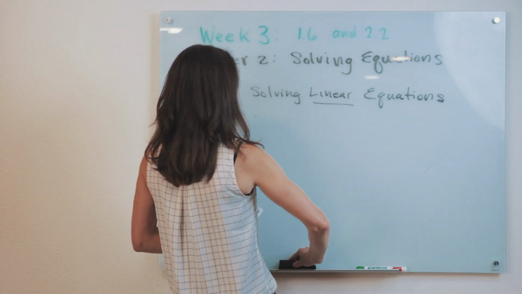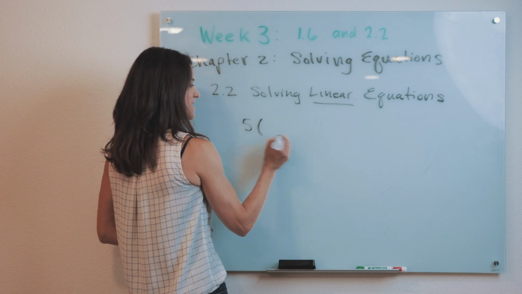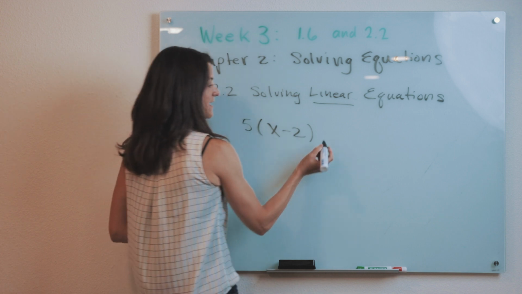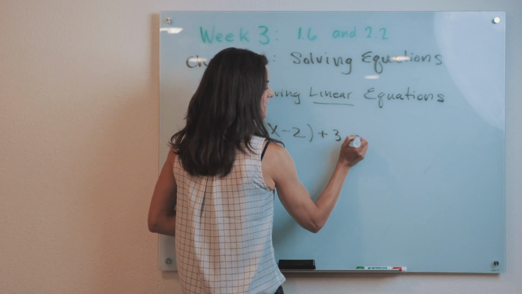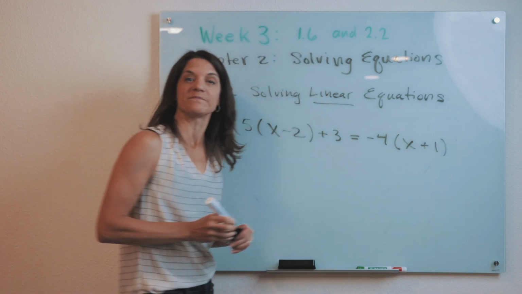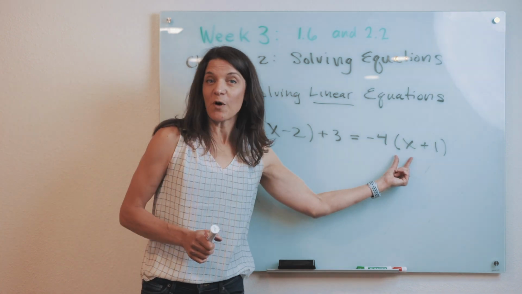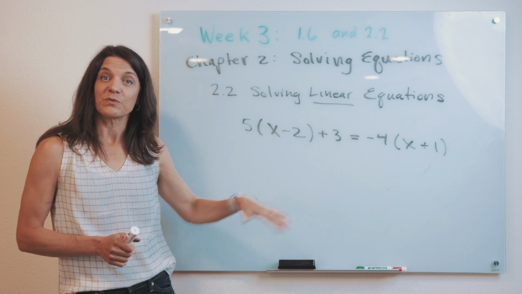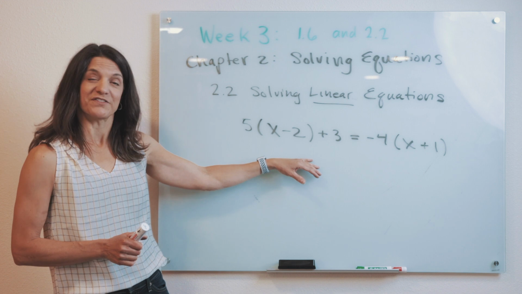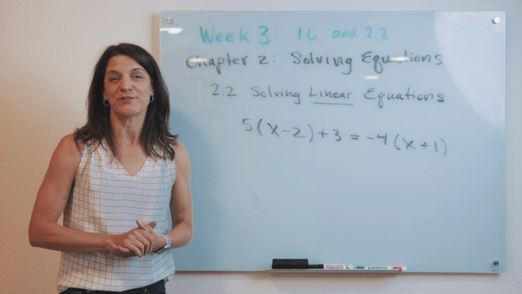Another example of a linear equation that we're going to encounter in this section is when x is trapped inside parentheses, such as 5 times this quantity x minus 2 plus 3 equals -4 times x plus 1. Also linear. Okay? So x shows up on both sides, but both of them have degree 1. And we will solve that like we solve other linear equations, getting x by itself on one side, undoing the operations. Okay, so that's this week, 1.6 and 2.2.